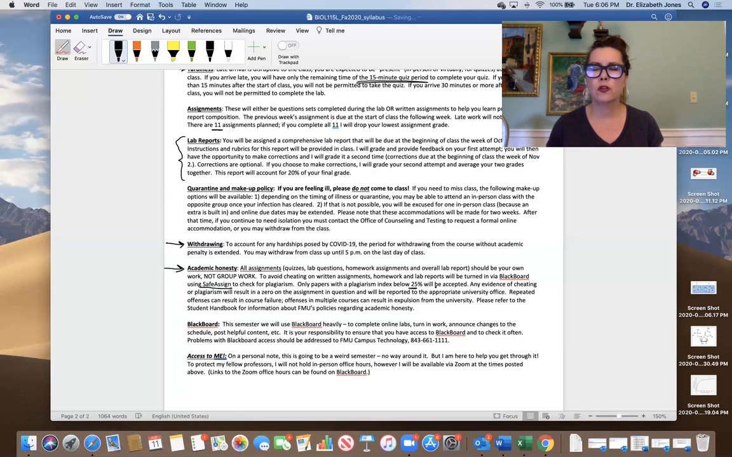So what I usually do is I have it set on Blackboard so that you can turn things in multiple times to see what your plagiarism index is. And if it's above 25%, you can rewrite it and turn it in again up until the due date. Once the due date happens, then that's when you stop turning it in, and whatever plagiarism index you were at is where you'll stop.